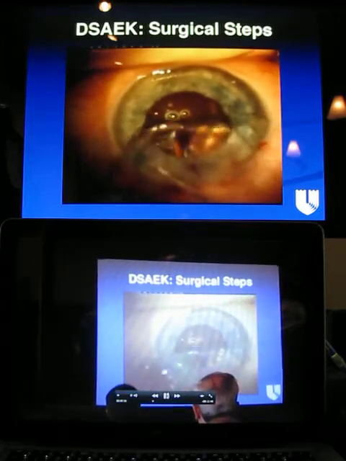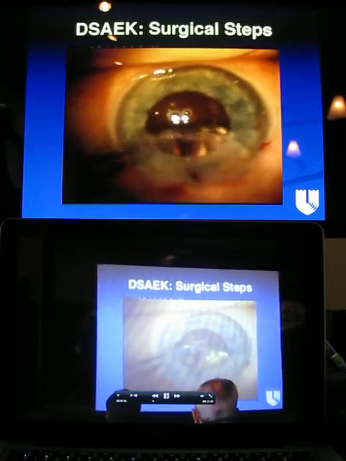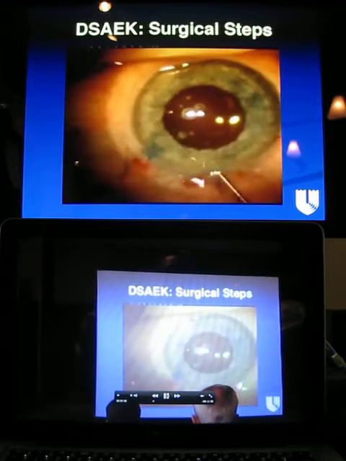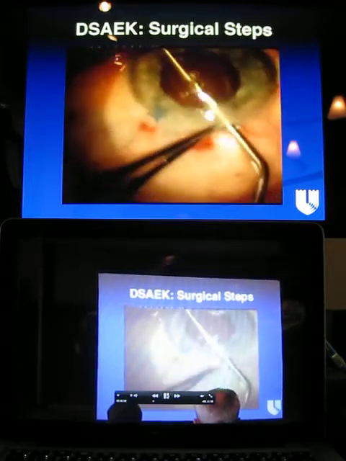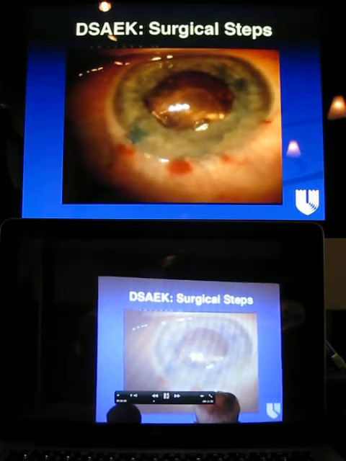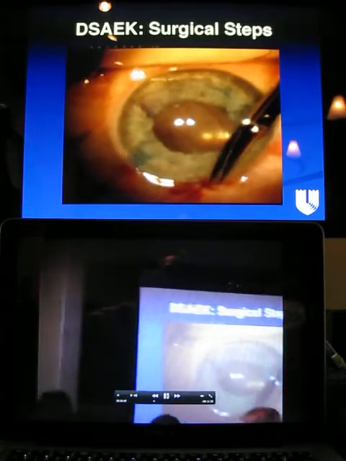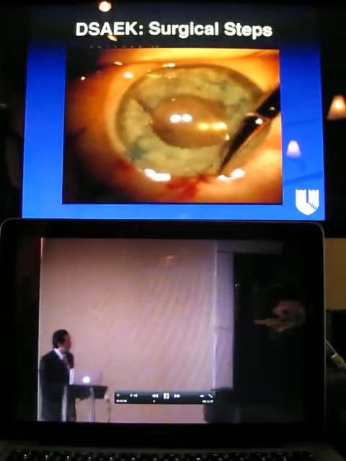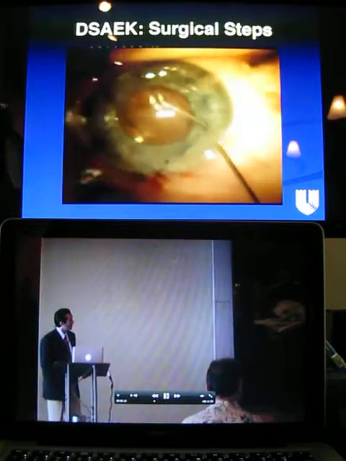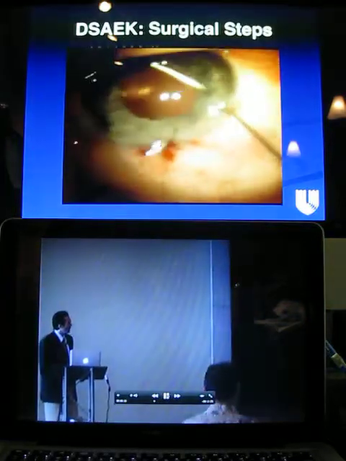Donor corneal lenticule is then folded into a 60-40 taco after placing Healon on the endothelium and atraumatically inserted into the anterior chamber. Once inserted, the main incision is sutured closed, and the donor lenticule is unfolded, in this case using balanced salt solution with a cannula.